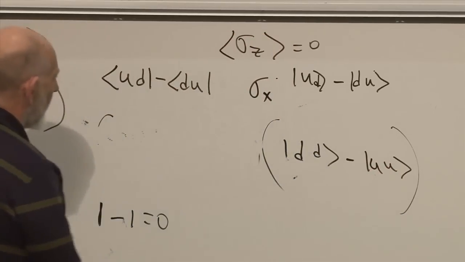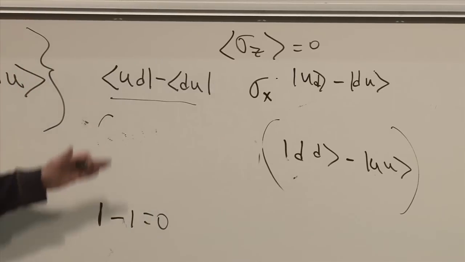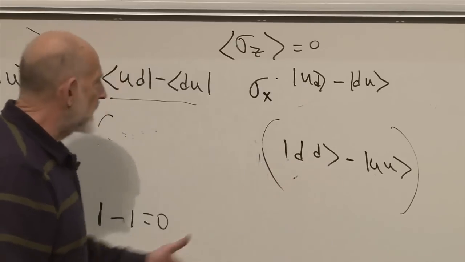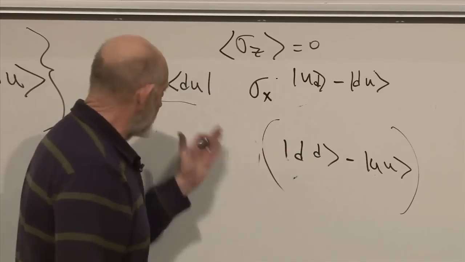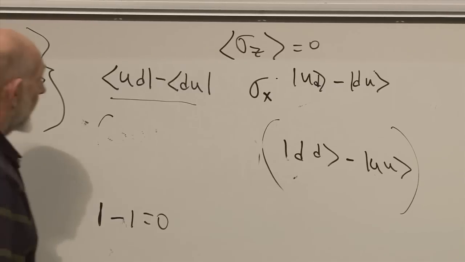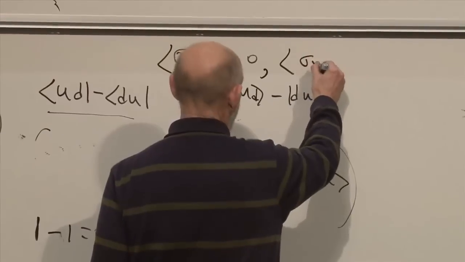We're taking the inner product with this vector over here. So let's see, is there anything in common over here with something in common here? No. So there's no way to get an inner product. Down up with down down is zero, et cetera, et cetera. Again, this is zero. So sigma x is equal to zero. Expectation value.